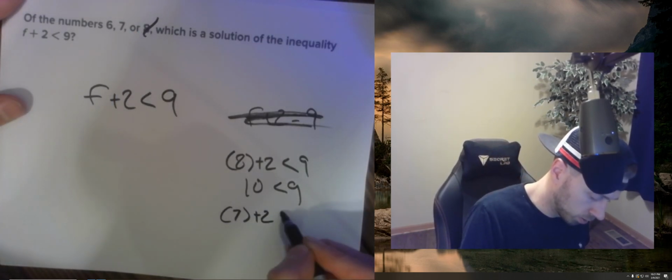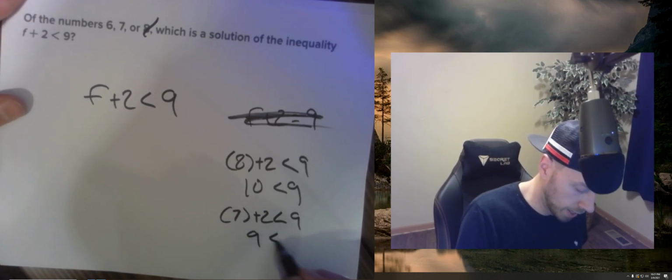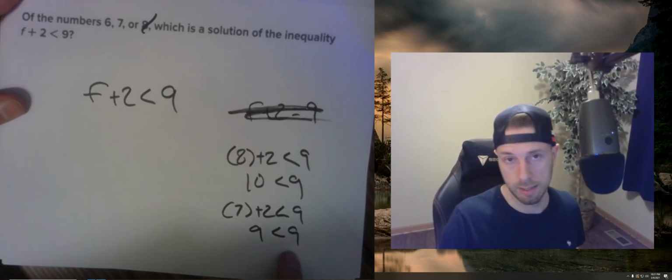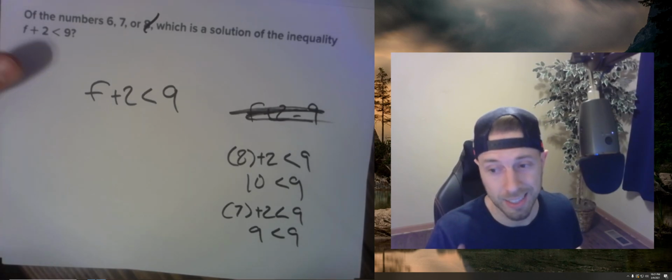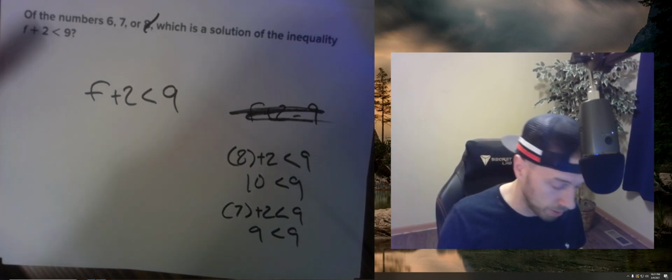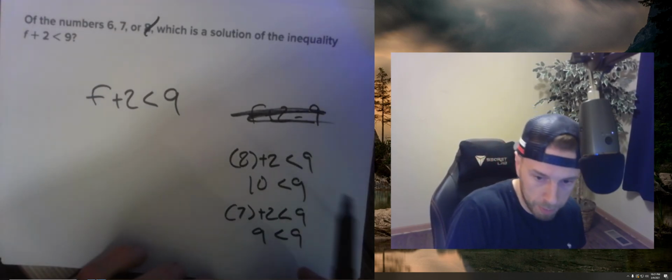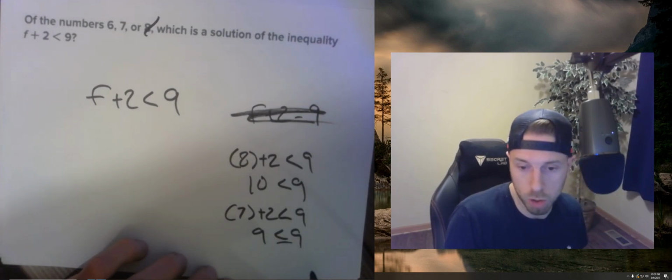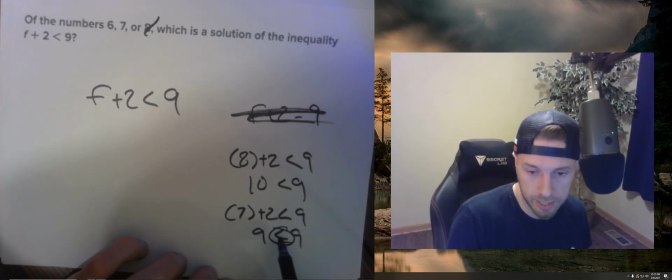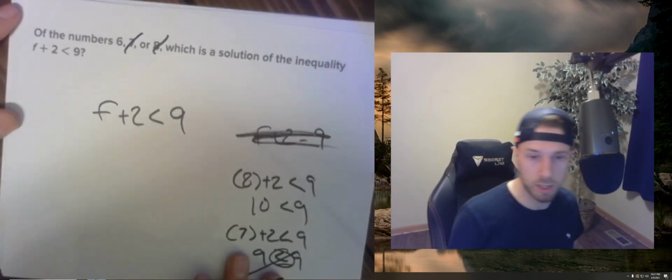But 7 plus 2 is less than 9. 7 plus 2 is 9. And then we get a statement that says 9 is less than 9. 9 is not less than 9, so this is not a true statement either. 9 is equal to 9. So if the sign was this, then it would be true. But it's not. It's just less than. So this is not a true statement either. So 7 doesn't work either.